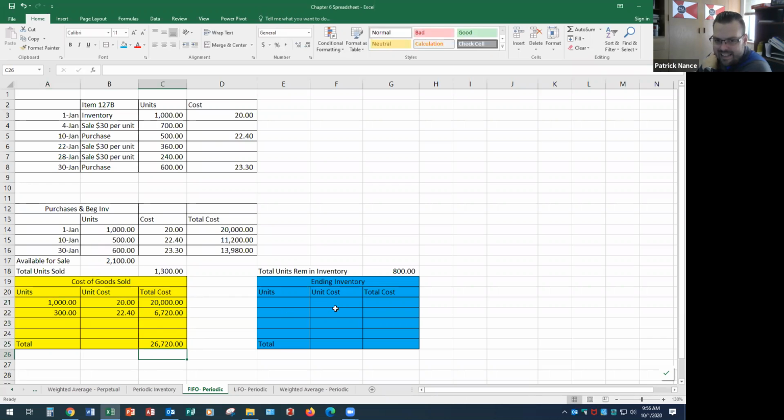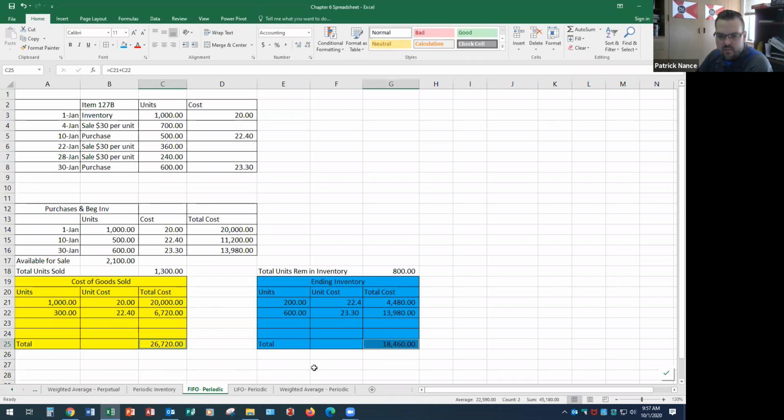Now, I also need to figure out what I had left in inventory. This is gone because I sold it, right? And 300 of these are gone, which means I have 200 left. So in my ending inventory, I have 500 minus the 300, so 200 units at a cost of $22.40 each. And then I also have 600 units at a cost of $23.30 each. So my total ending inventory would be the total of those two, 18,460. That would be my FIFO periodic. This would be my total cost of goods sold, and this would be my total ending inventory.